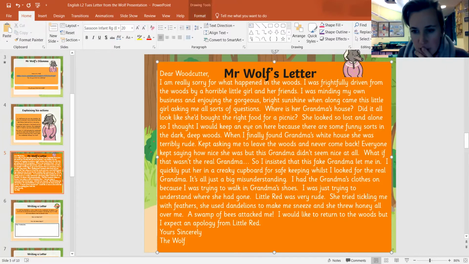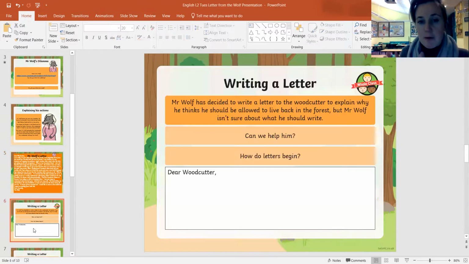I would like to return to the woods, but I expect an apology from Little Red. Yours sincerely, the wolf. So you're going to be writing a letter today to the woodcutter to explain why he thinks the wolf should be allowed to live back in the forest. But Mr. Wolf isn't sure what he should write.